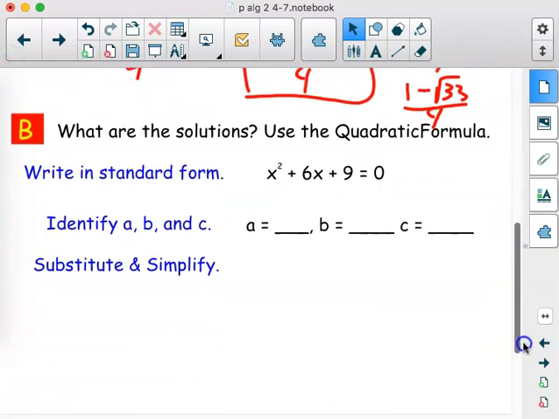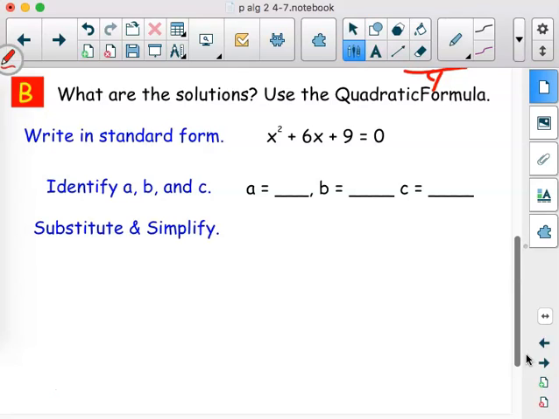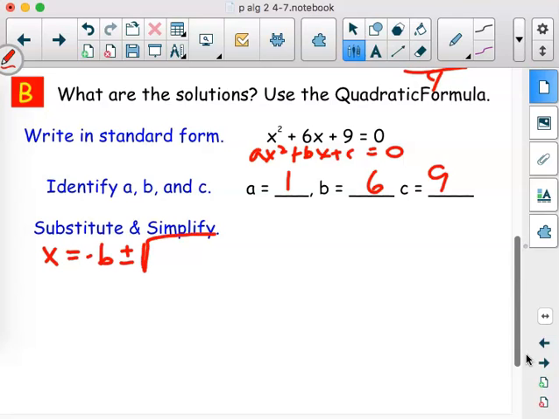All righty. B. What are the solutions? Use the quadratic formula. Well, let's see. Has a zero. So it's in standard form. Can somebody unmute and tell me what I should put in for a, b, and c, please? 1, 6, and 9. Mm-hmm. And then we sing the little song in our head. x equals negative b plus or minus the square root of b squared minus 4ac all over 2a.